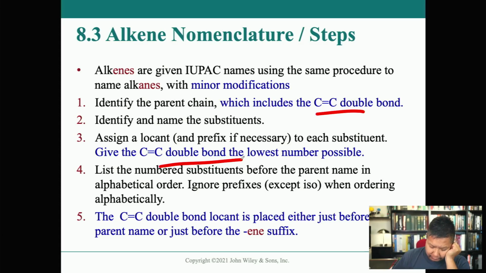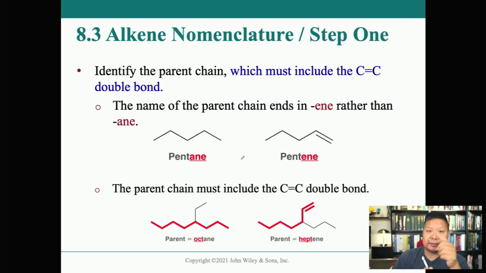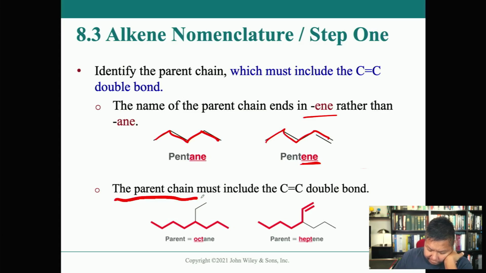Let me show you what I'm talking about. So first step, identify the parent chain, which must include the carbon-carbon double bond. Here we have pentane as a contrast, and then we have pentene right here. We name it -ene because it's got a double bond in it, instead of pentane. But the parent chain, if you have more than one, must include the carbon-carbon double bond.